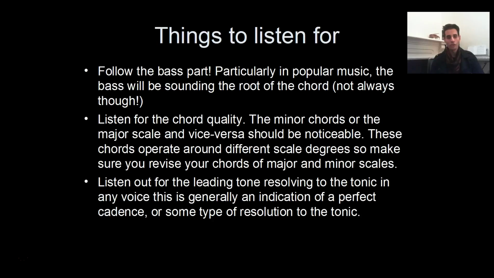If you can identify that, you're generally hearing the perfect cadence, or you're hearing some type of resolution to the tonic. So if you can identify that resolution, then you know that you're in the dominant chord area. Generally, you're hearing chord 5, or you're hearing chord 7. Because when that resolution happens, that's generally what is occurring. We're in chord 5 or chord 7, and that leading tone is resolving to the tonic. And you'll be able to hear that comfortable resolution as well. So a useful thing to be able to hear in any of the voices.